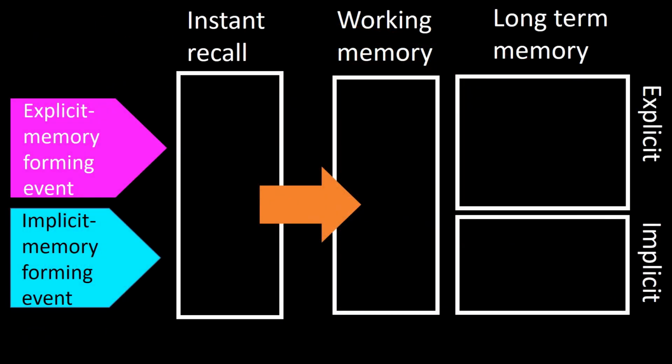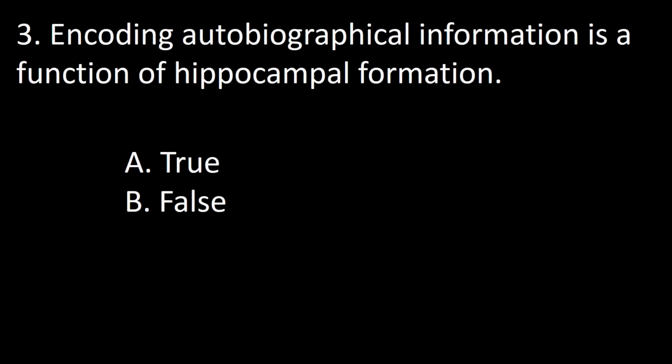As you can see in this frame, encoding, a function of hippocampal formation, as we have just heard, is represented by the green banner. Encoding transforms information previously presented in working memory into long-term recent explicit memory. So the answer to this question is true.